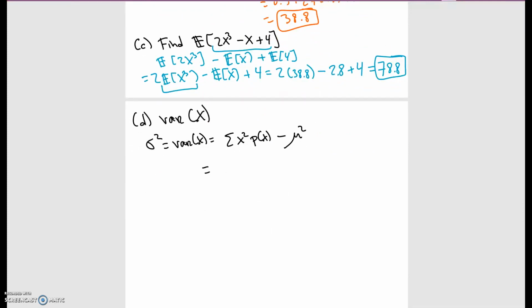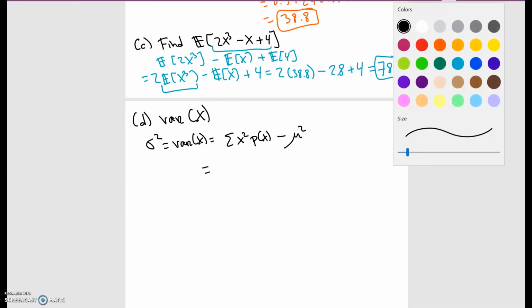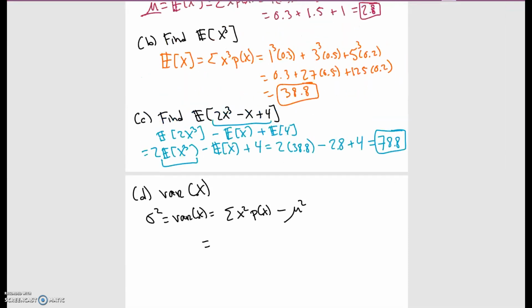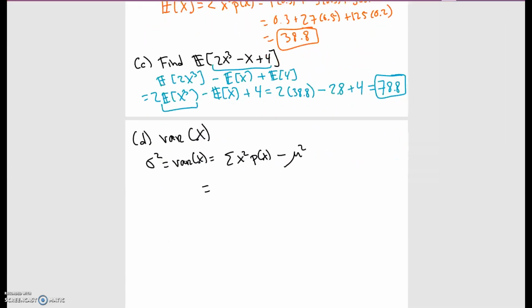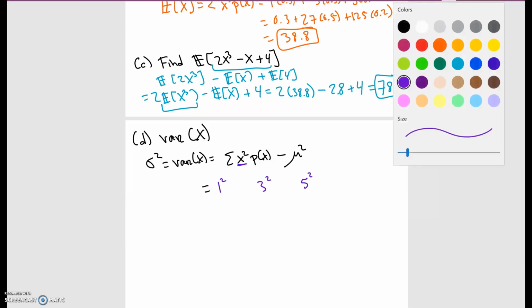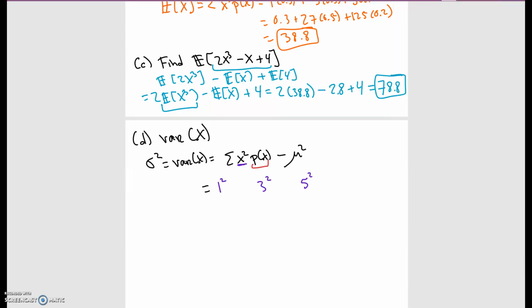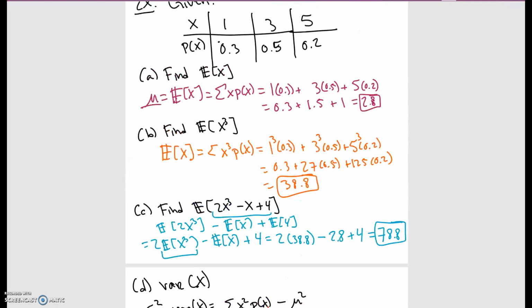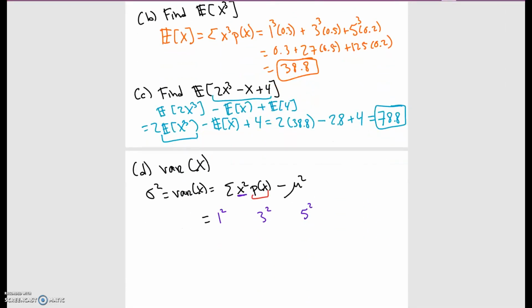So what I'm going to do is take every single x and first square it. So every x, which was 1, 3, and 5, I'm going to square them. That was our x. Then every probability, I'm going to multiply to the x squared. So that's going to be 0.3, 0.5, and 0.2. This summation means that I'm adding everything.